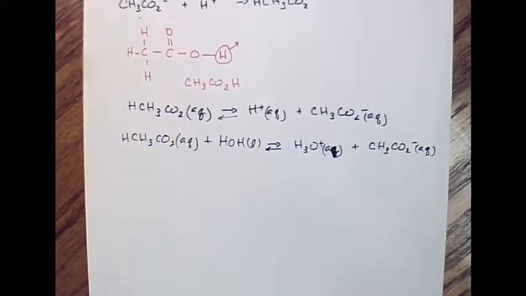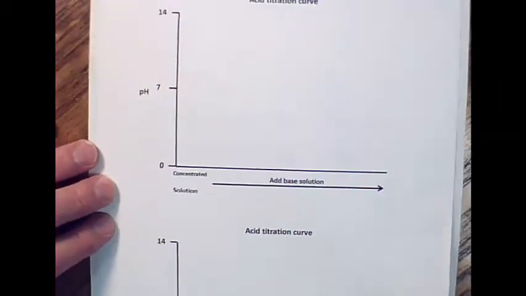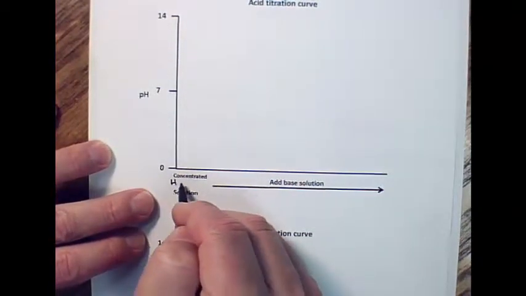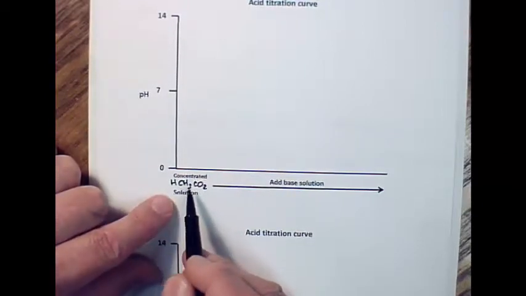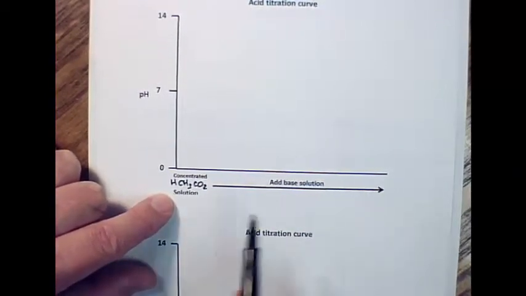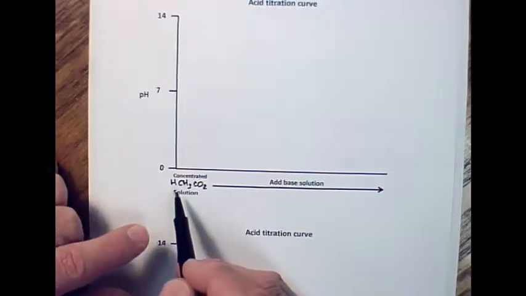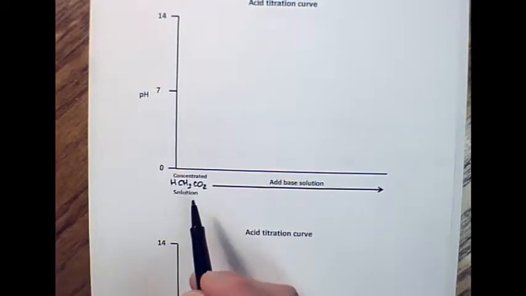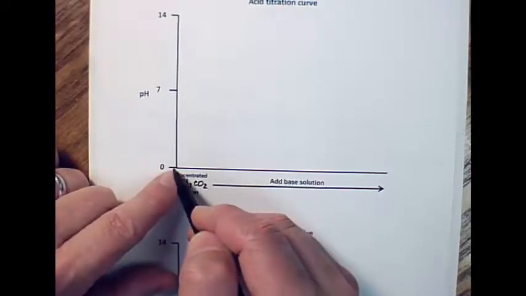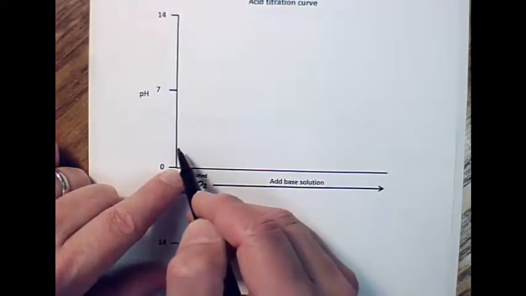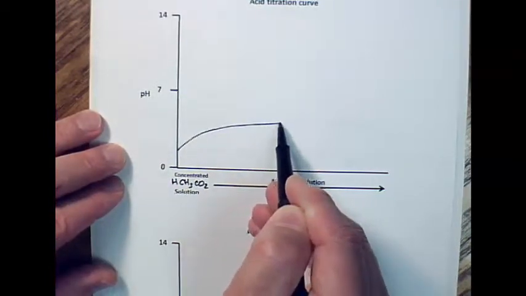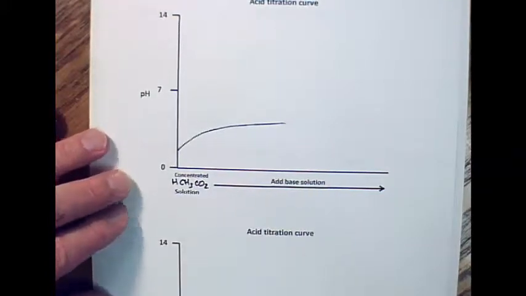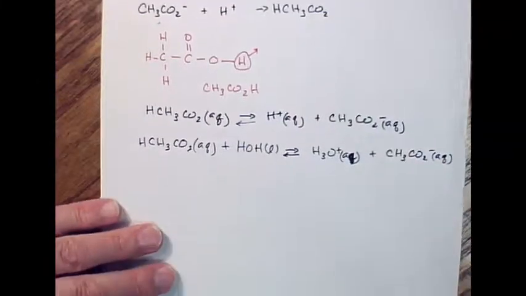If we're going to write an acid titration curve for this, so this is for acetic acid. We'll put acetic acid here. So we're starting with a concentrated solution of acetic acid. We're adding a base solution. Now, this acid here is never going to be a strong acid. It's always going to be a weak acid. So we can never get all the way down to a pH of 0. We've got to start somewhere above it. And then what happens is we have this really long plateau. What's going on with that plateau? Let's go back to our original equation over here.